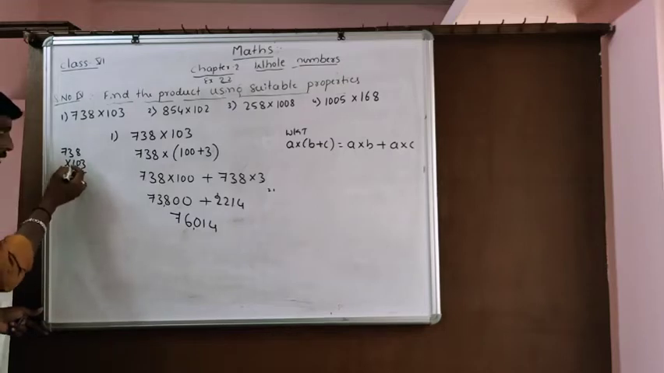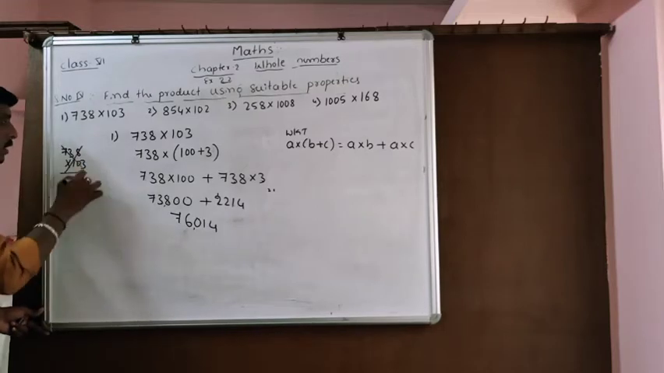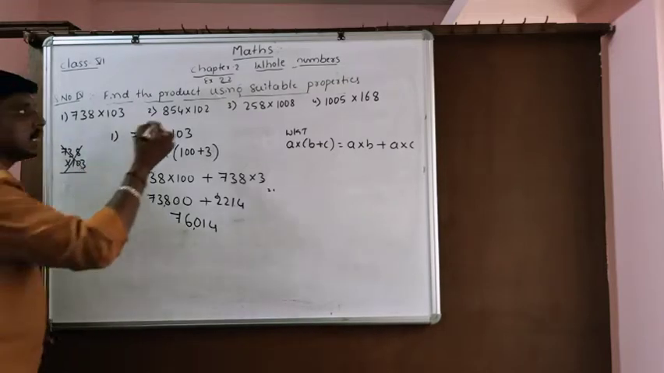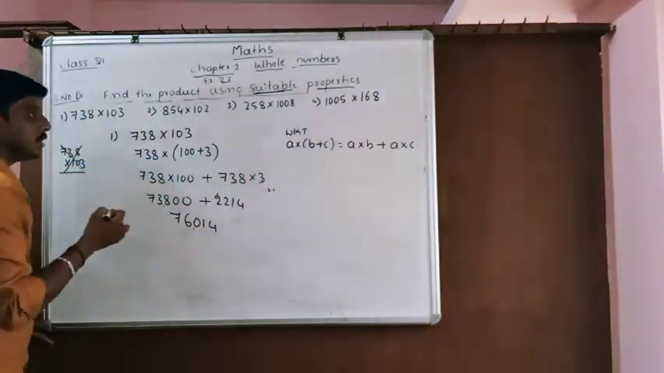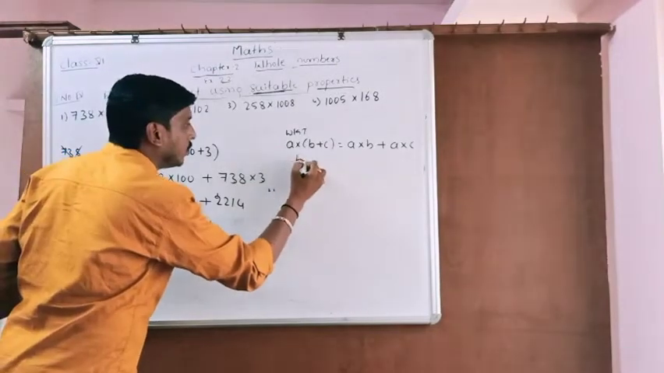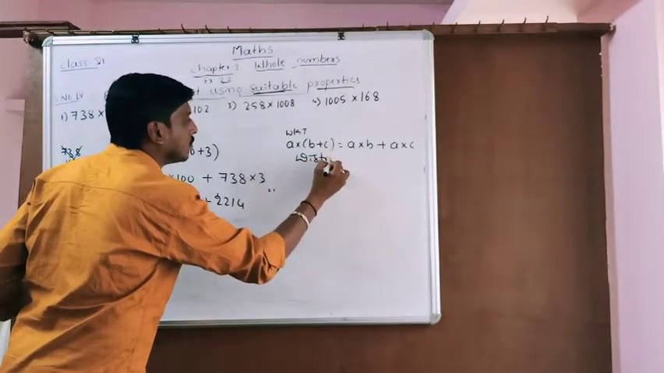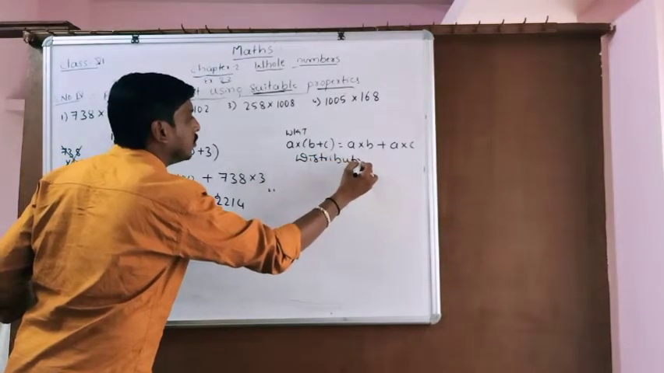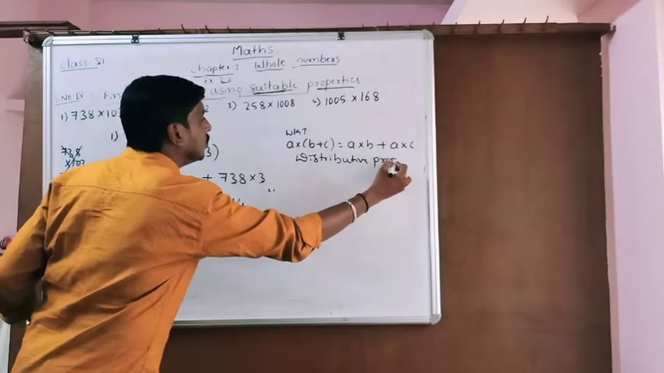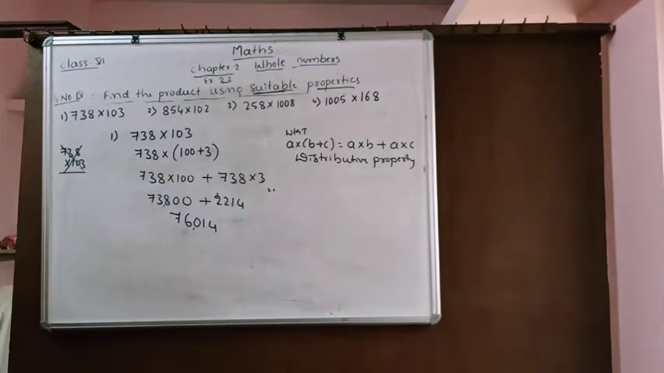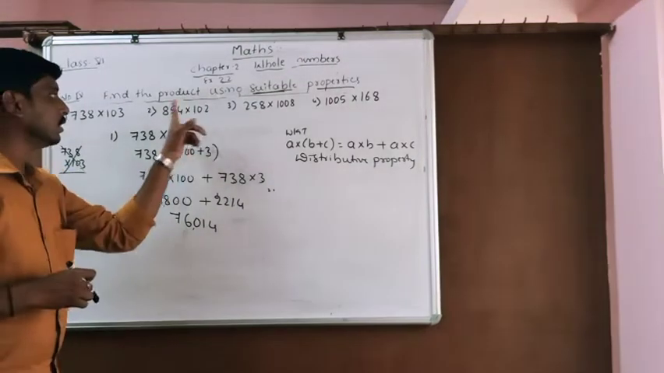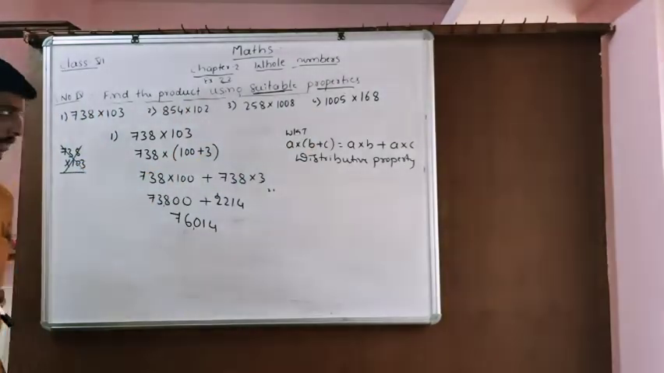Instead of multiplying 738 into 103 directly, it will be very hectic. Even if you calculate it like that, you will not get any marks. Why? Because they mention using the suitable property. Which property did we use? Distributive property we used. Okay. So like that, one more question I will select. The rest of the two questions, solve yourself. I will select the third question. The second and fourth, solve yourself.